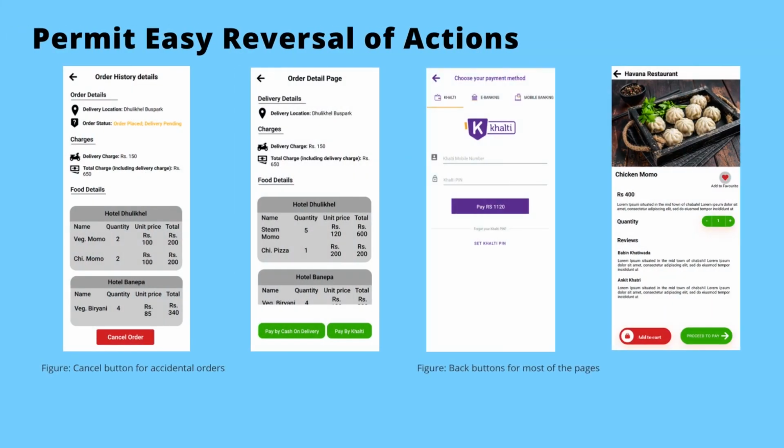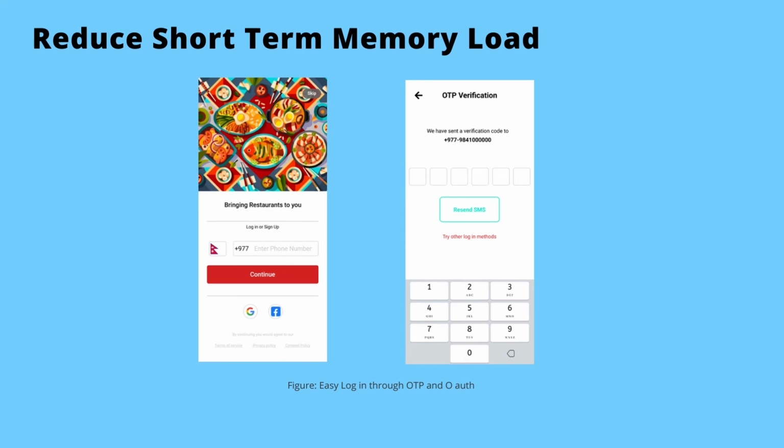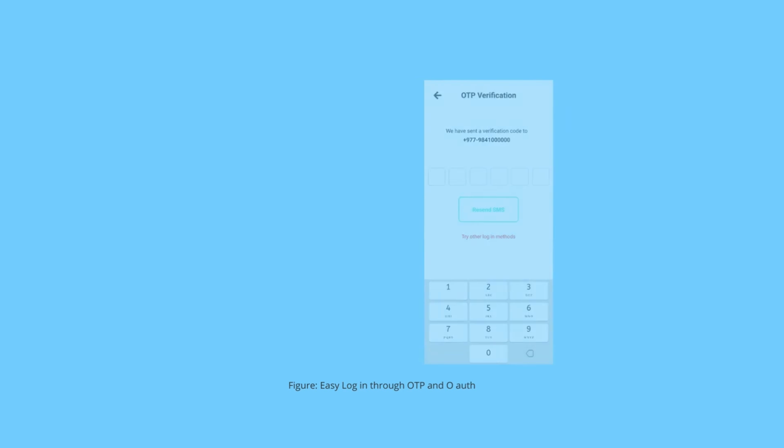For easy reversal of action in our system, the users can cancel order within a limited period of time after placing an order in case of accidental order. Similarly, most of the pages have back button so that the user can go back. To support internal locus of control, our system leaves it upon the user preference to include profile pictures and names. To reduce short-term memory load, our system has consistent layout with proper information hierarchy maintained. In addition, it uses easy login through OTP and OAuth, which reduces cognitive load.